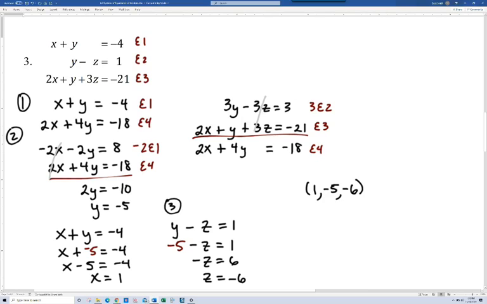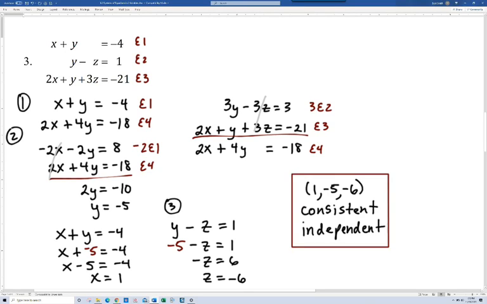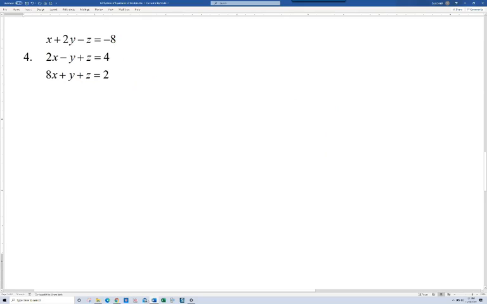And again, we got a solution here. We have at least one solution that makes the system consistent, and it's also independent. All right, let's move on to the last problem.